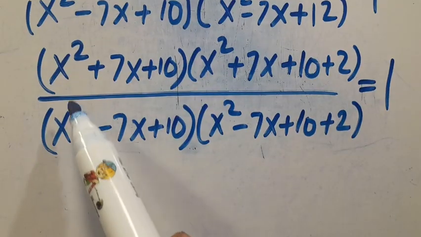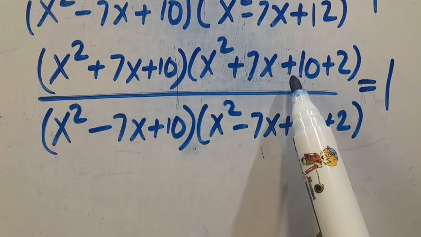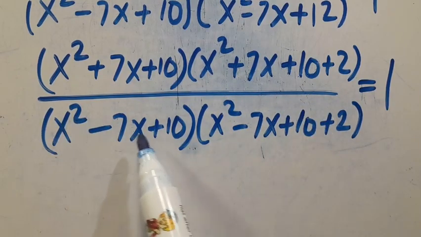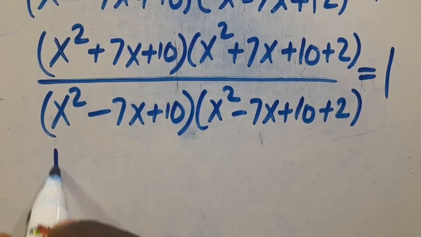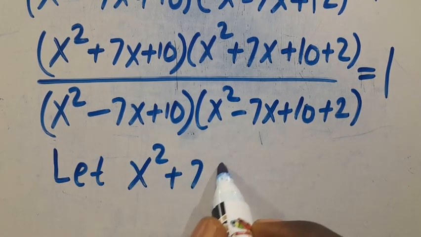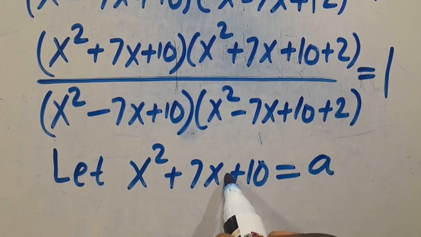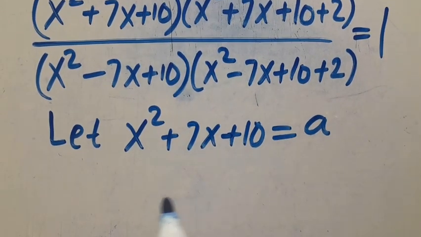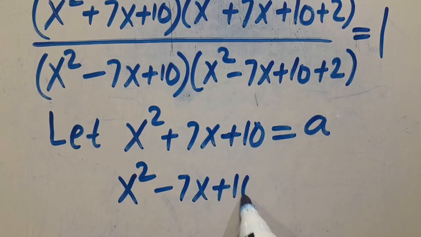You can see that from the numerator, x squared plus 7x plus 10 is common. We have it here, we also have it here. x squared minus 7x plus 10 is also common. We have it here, we also have it here. So let x squared plus 7x plus 10 be equal to a. And likewise, let x squared minus 7x plus 10 be equal to b.